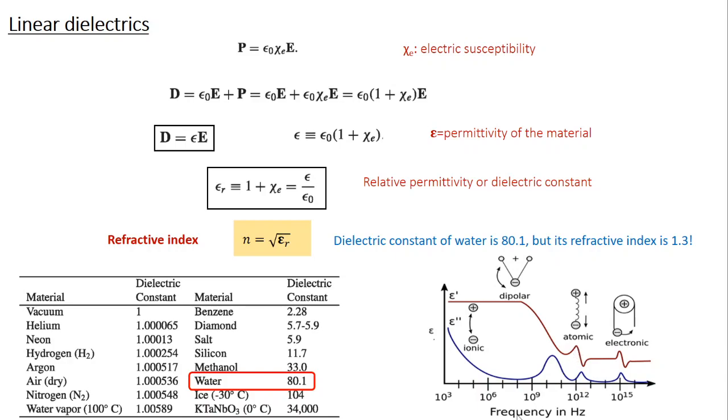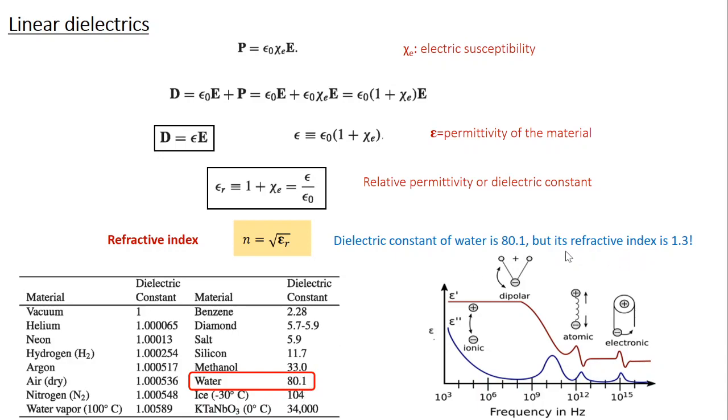If you decrease the frequency even lower, you have ions and dipoles taking part in the oscillation. So permittivity has contribution from ions plus atoms plus electrons. Consequently, the value of the permittivity is very high. Now, usually when we mention dielectric constant of a material, what we mean is the value of dielectric constant at very low frequencies. This is also known as the DC dielectric constant. So for water, the DC dielectric constant is 80.1.